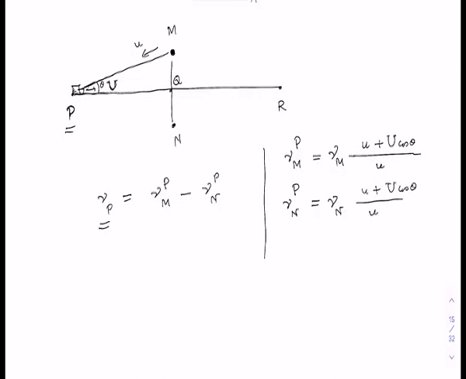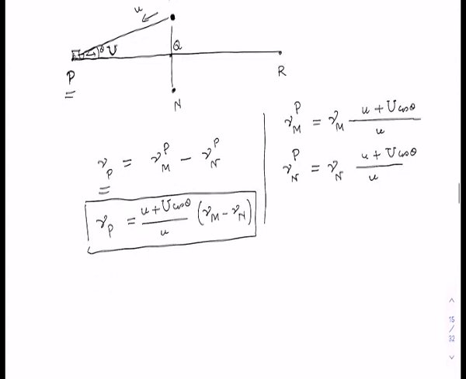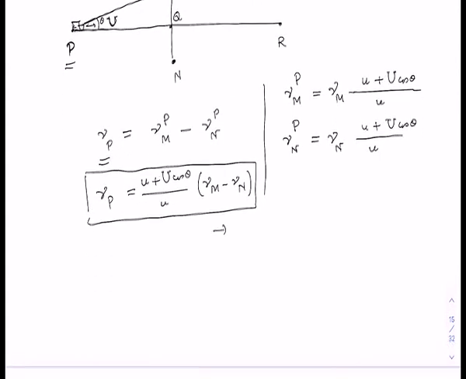If I combine these two things, I can write the beat frequency at the point P as (u plus capital U cos theta) by u, times (nu m minus nu n). This is what I will get. We can put the numerical values later on, but let us say this is the formula we got for the beat frequency at point P. Let me number it as equation number 1.